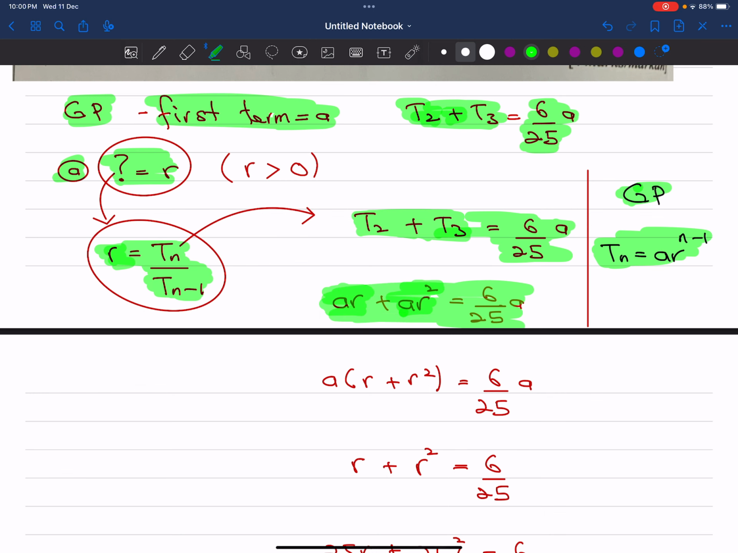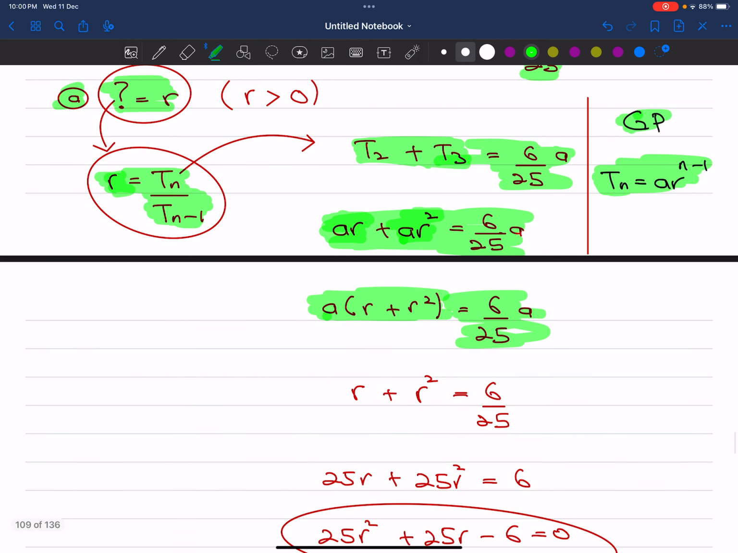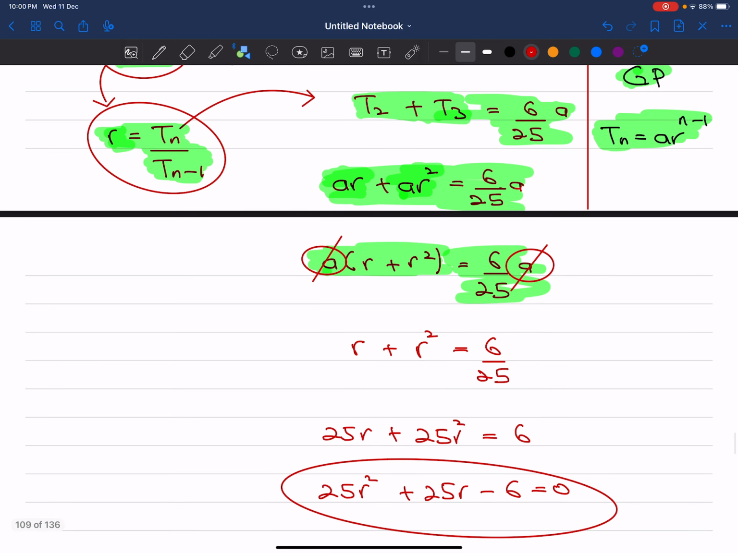Here, in the latest equation, I'm going to factorize out the A. I take out the A. So inside brackets would be R plus R squared, which is equal to 6 over 25A. And then the A on both sides we can cancel. So the balance we have is R plus R squared equal to 6 over 25.